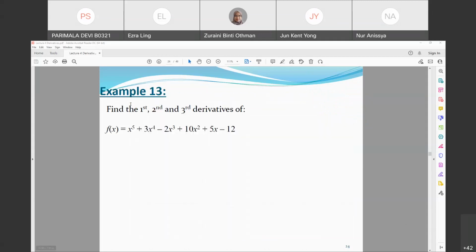And this is the example of first, second and third derivative. Okay, so sekarang dekat sini kita tahu tadi kan kita kena cari first, second. Okay, yang ni saya kena buat lah, ni tak ada jawapan.